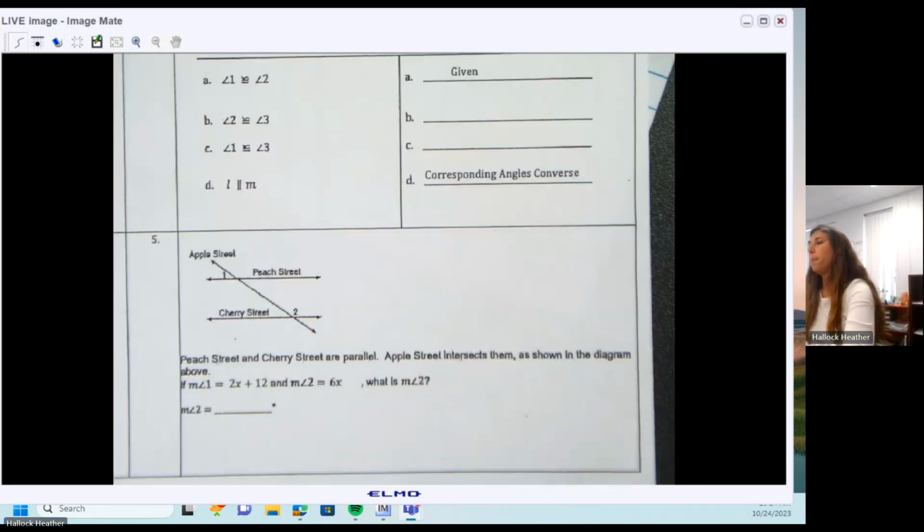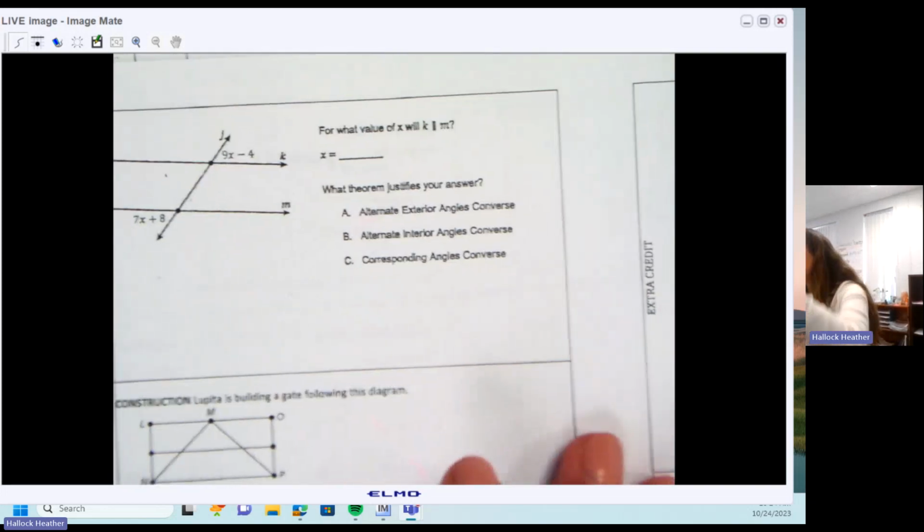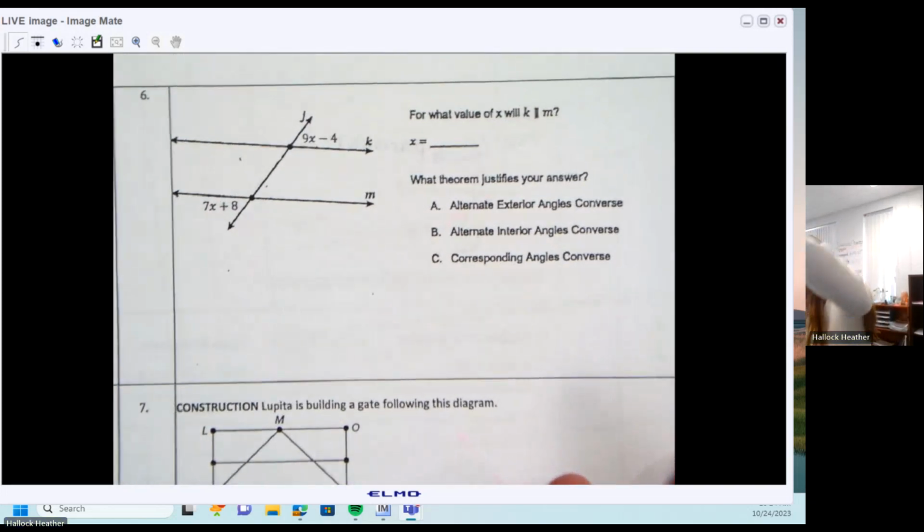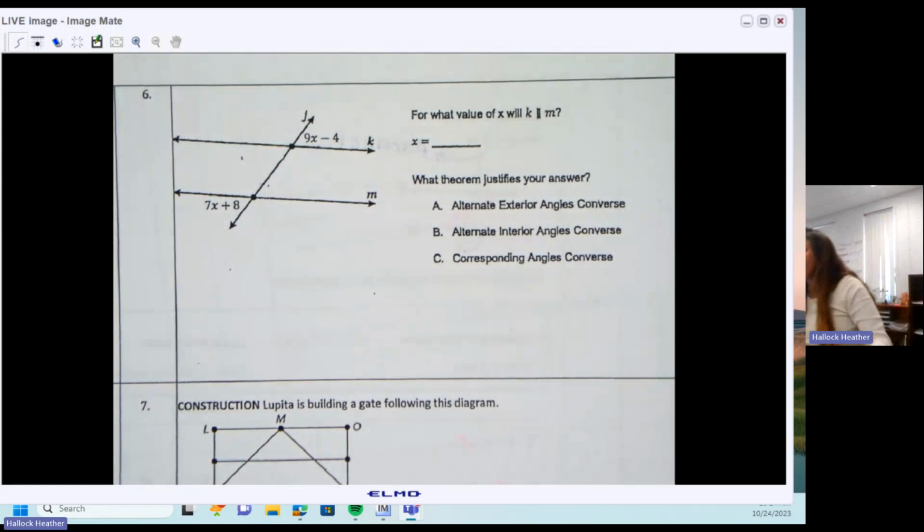Okay. Moving on to number 6 on the back side. So on the back, we still have parallel lines cut by a transversal. Once again, we have to decide, are they congruent or are they supplementary? Do they add to make 180 or do we set them equal to each other?